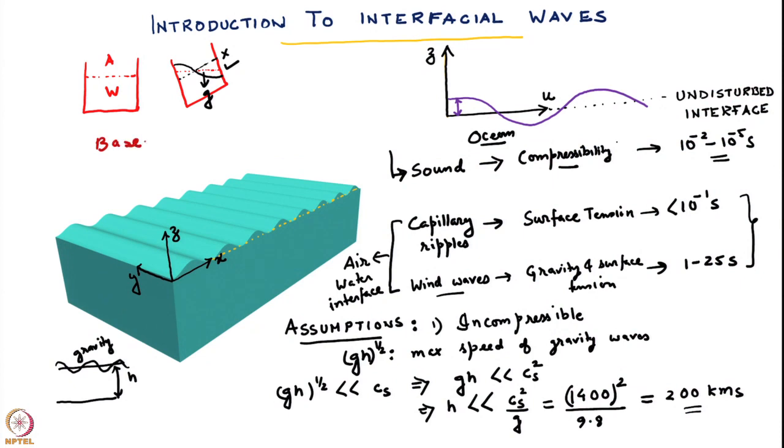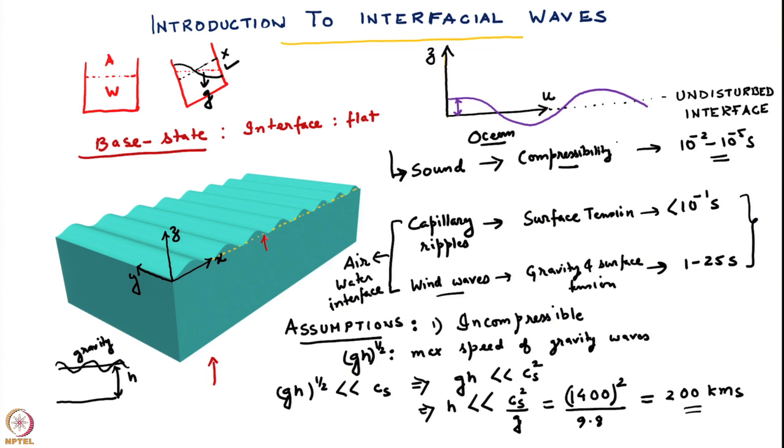Let us first quantify the base state. As I showed in the last slide, in our base state, the interface is flat. So this figure in blue represents a perturbed state. The base state will be indicated by the dotted yellow line. The interface would be perfectly flat. That is what it would do if there was no perturbation.